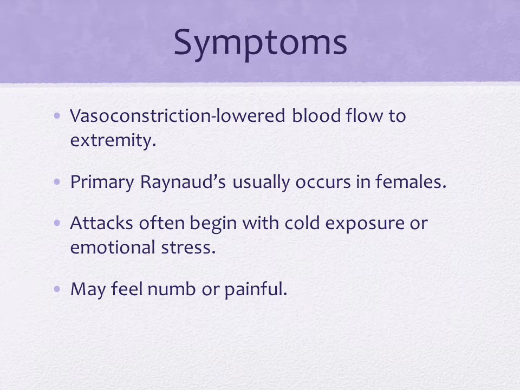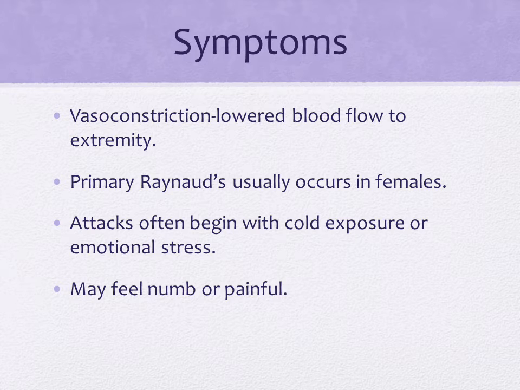What are the symptoms and who gets Raynaud's? The symptoms are caused, as we mentioned, by vasoconstriction, which is the lowered blood flow to the extremity. And although I'm using fingertips in most of these examples, it can also happen in the toes, the nose, the ears, or even the nipples. And this is the same places you would see extremities becoming very painful if you were to expose yourself to cold weather. And that's a normal bodily response.